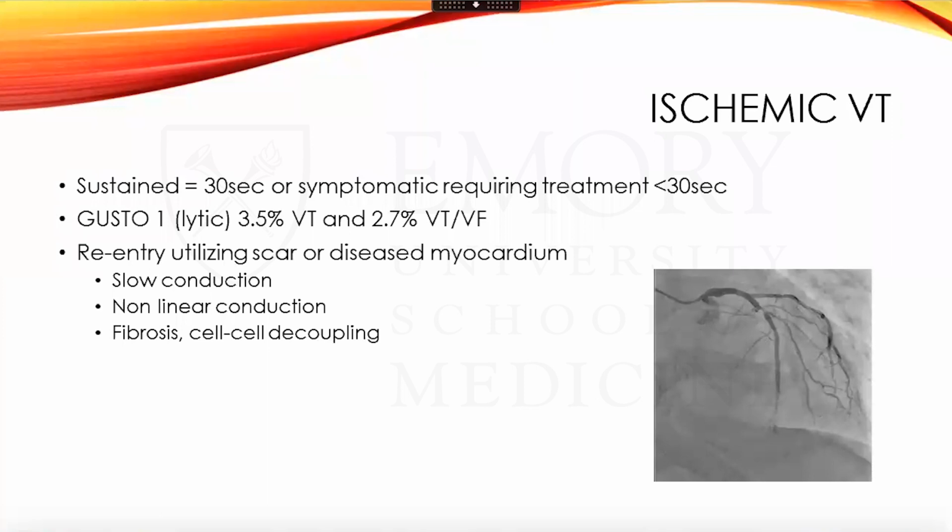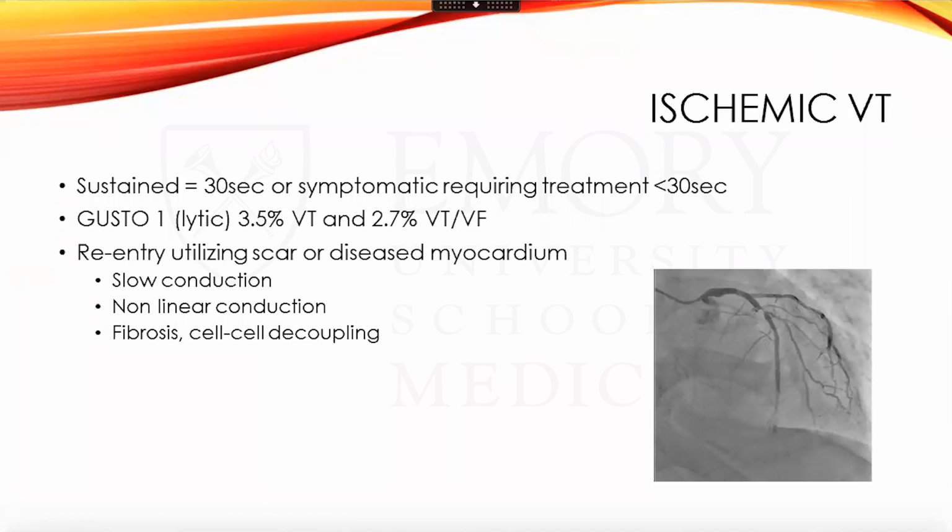The mechanism behind ischemic VT, really any VT, is basically reentry using diseased myocardium. In the case of ischemic VT, it's scarring related to necrotic or hibernating tissue that's not perfused adequately. The things that happen within ischemic myocardium are that conduction slows. You have conduction moving in a nonlinear or anisotropic manner, so it's not moving through the ventricle in an organized manner. It's kind of meandering through scar tissue.